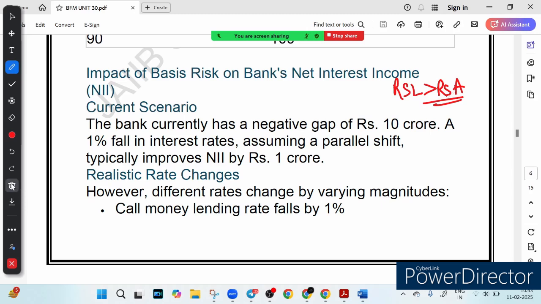Now the question is, what will happen when interest rate drops by 1%? Let's try to understand. Normally we expect this to improve NII by 1 crore, right? Assuming all rates fall equally. We assume that interest rate on loan also falls by 1%, interest rate on deposit also falls by 1%. So we assume that our NII will improve by 1 crore, right? But in reality, different rates don't move the same way. Let's see what actually happens. So let's see the realistic picture here.